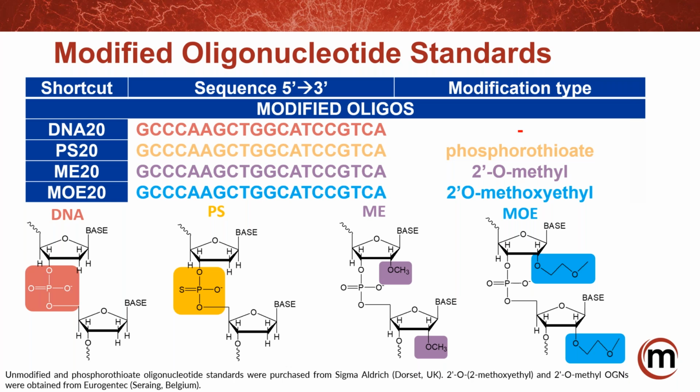And so they modify these backbones because these are more likely to be what the end product is for the patient. So the DNA is unmodified, just standard DNA backbone, and then the PS20 is this phosphorothioate modification, which is extremely popular, and then the methyl 20 is this 2'-O-methyl, and then the MOE 20 is this 2'-methoxyethyl modification. So different modifications depending on what the drug company wants to do.